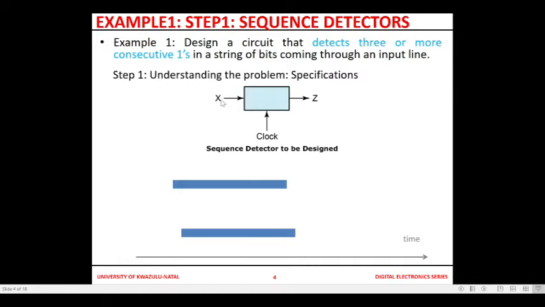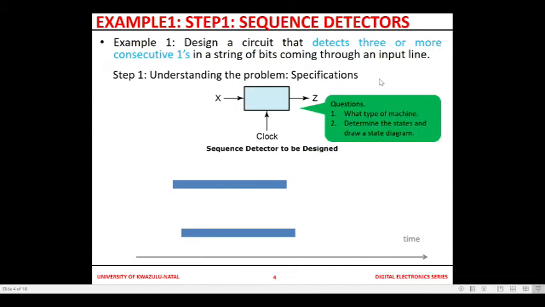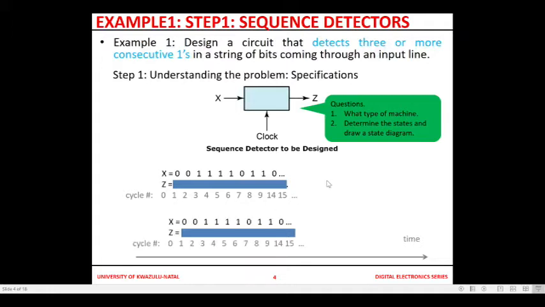That is your input X, your output Z, your clock. And then you need to actually ask yourself, what type of machine do I want to design? And then you determine the states and draw a state diagram. So in understanding the problem, let's look at these sequences. That is what is coming in, X: 0, 0, 1, 1, 1, 1, 0, 1, 1. When is Z 1? And for what type of machine? So we've got two machines here.